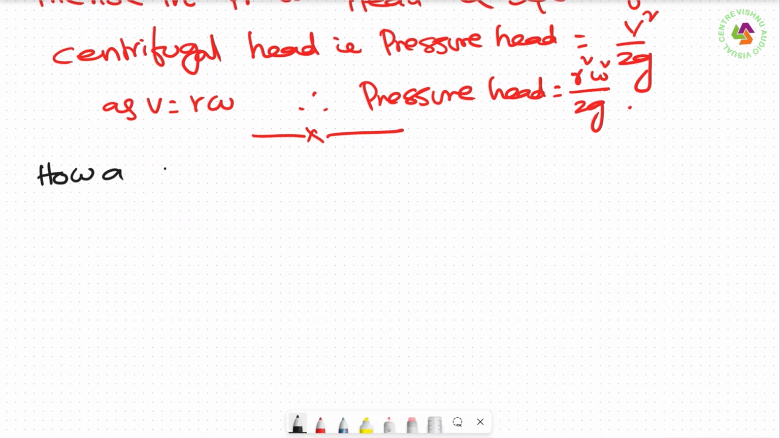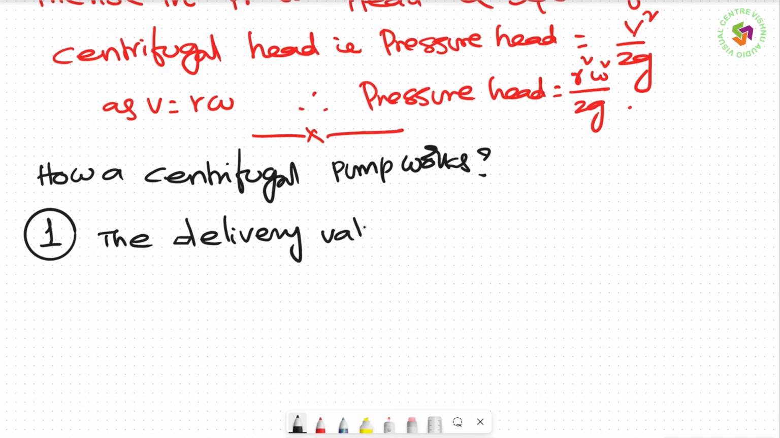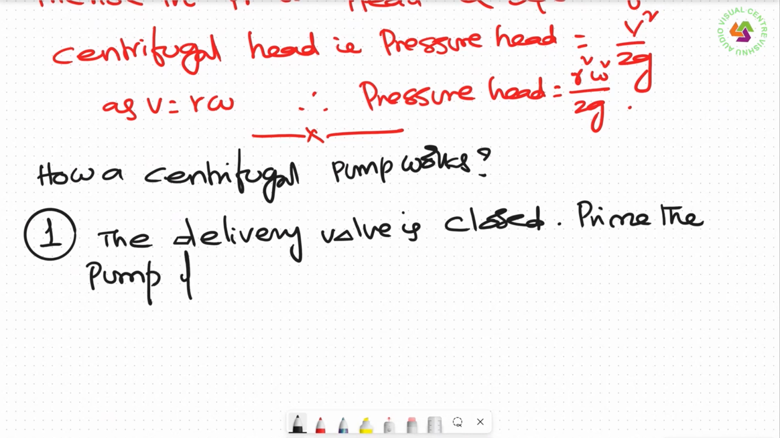How a centrifugal pump works. First step. First, what we need to do, the delivery valve is closed. You have to first close the delivery valve which is there on the delivery pipe. Prime the pump if necessary.